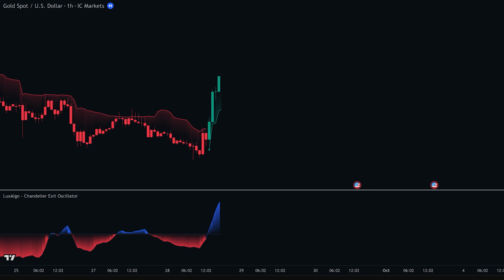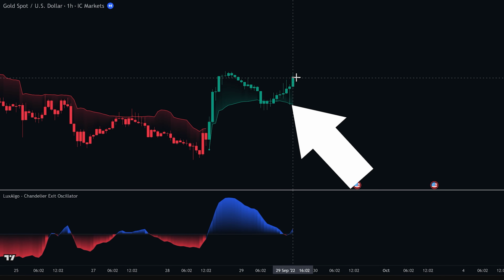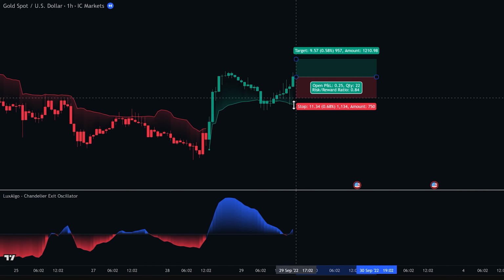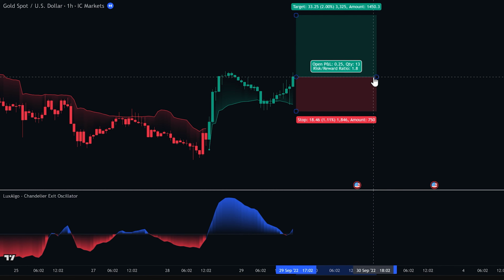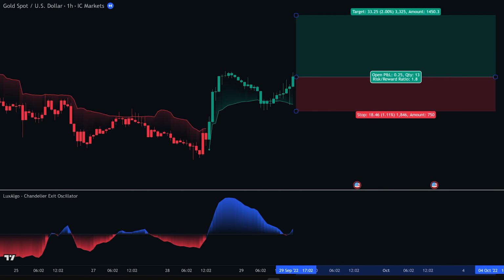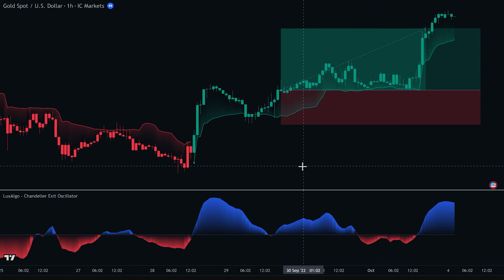After the breakout, let price pull back to retest that same line, which now acts as new support. When you see a bullish rejection candle there, enter your buy trade. Place your stop just below the retest candle's low and set your take profit target at a 1 to 1.5 risk-to-reward ratio. If you allow this trade to run, you will see that it easily reaches your profit targets.